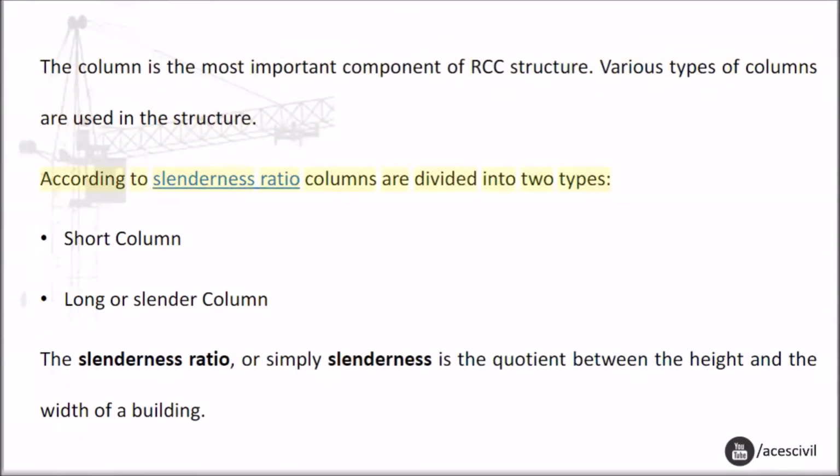According to slenderness ratio, columns are divided into two types. Short column. Long or slender column. The slenderness ratio, or simply slenderness, is the quotient between the height and the width of a building.